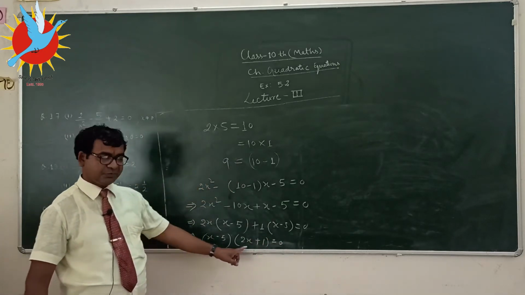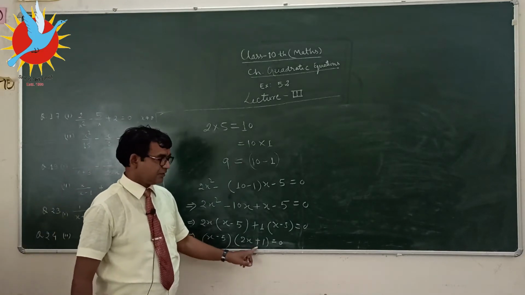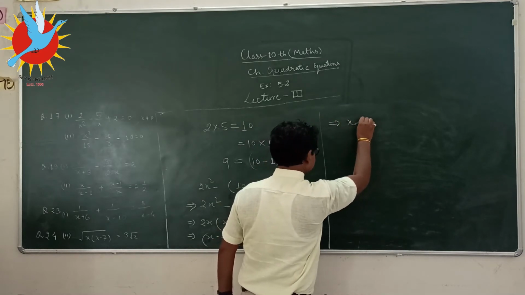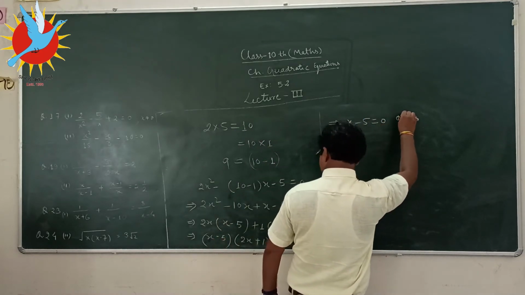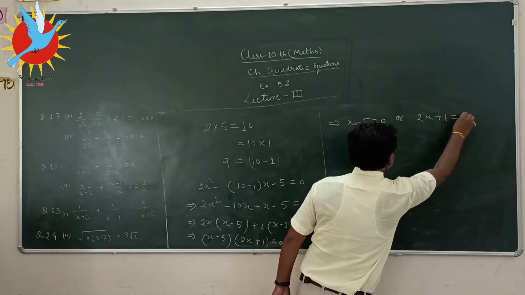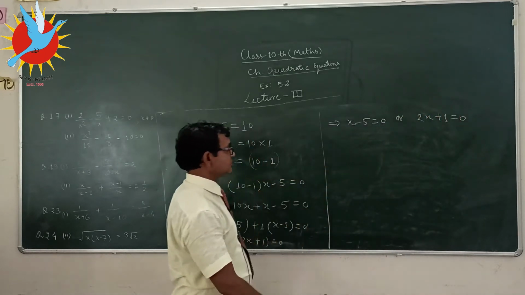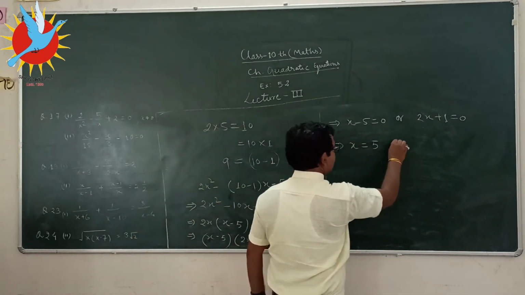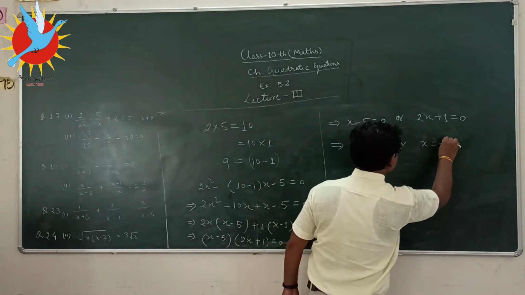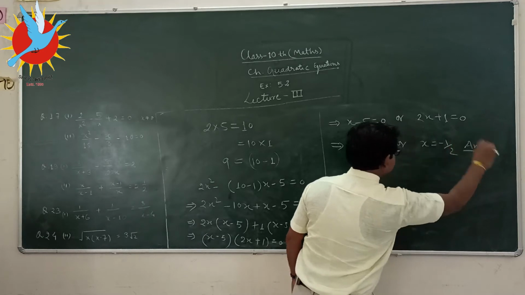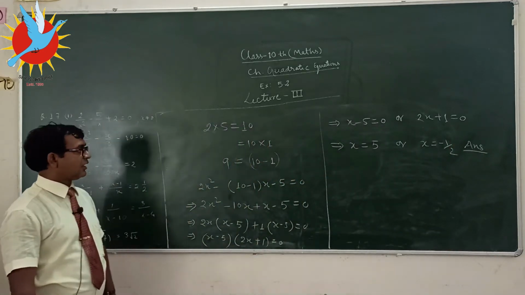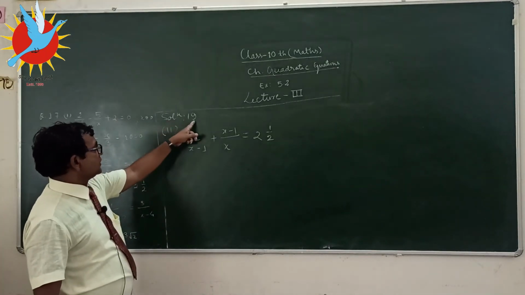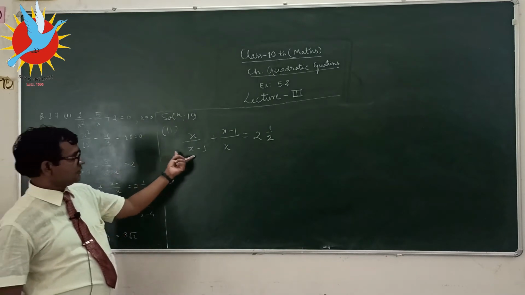Now the product of these two would be 0. You know that either this is 0 or this is 0, so equate both equal to 0. We have x minus 5 equal to 0 or 2x plus 1 equal to 0. Now solve this. This gives x equal to plus 5, or this gives x equal to minus 1 by 2. This is the final answer or solution of the quadratic equation, this one. Solution of question number 19, second part is this.